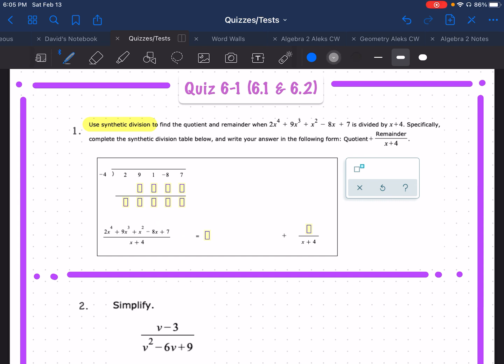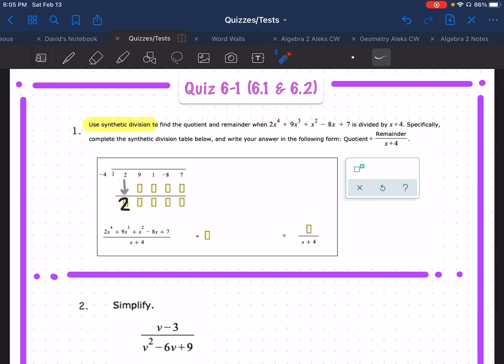So the first thing you need to do is take this number right here, bring it down, and copy it into the box. So you're just going to put the 2 right there. Now, what you do need to keep in mind is that that 2 came from right here. It is your leading coefficient in your dividend, the polynomial that goes underneath the division sign. That 2 is the coefficient. It's the number in front of the x.